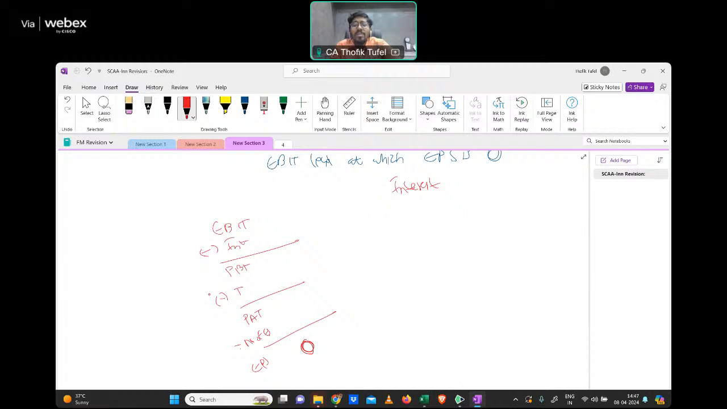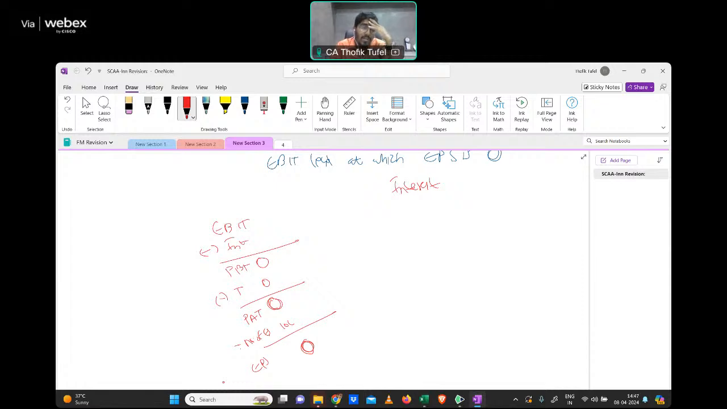Suppose you're having 10 lakh shares. If you want your EPS to be 0, your profit after tax should also be 0, correct? When your profit is 0, divided by the number of equity shares it becomes 0, which means to bring EPS to 0, your PAT should be 0. When your PBT is 0, automatically your taxes will be 0 and your PAT will also be 0. Are you all with me?